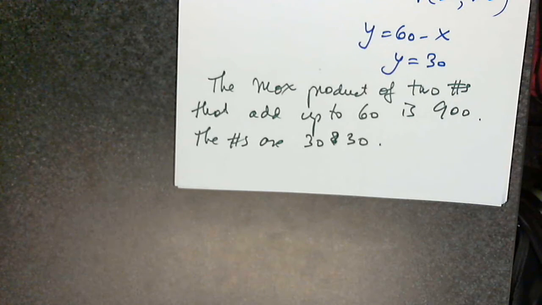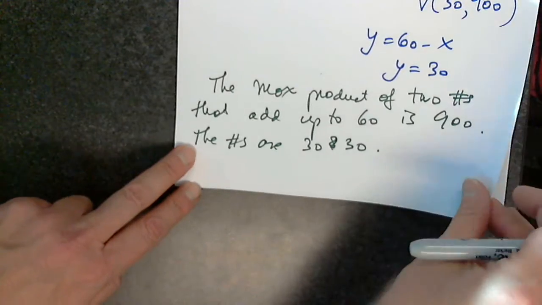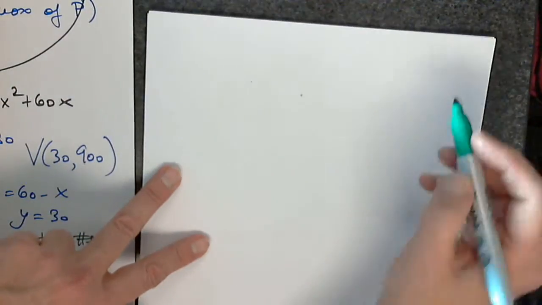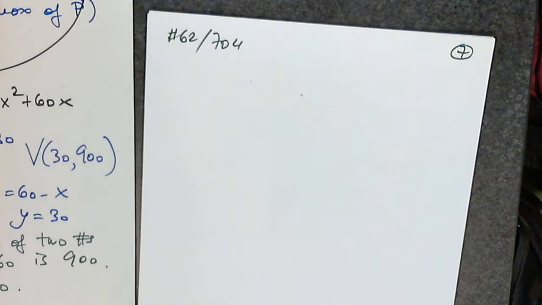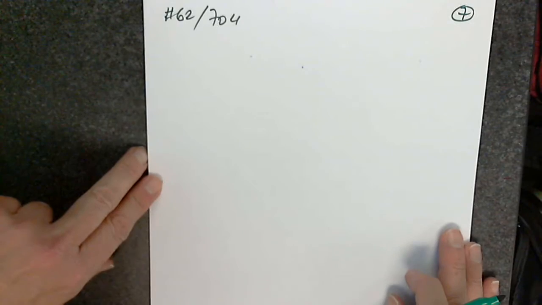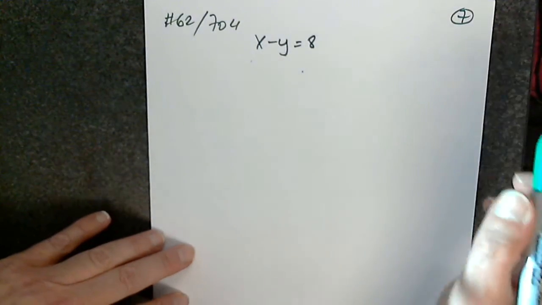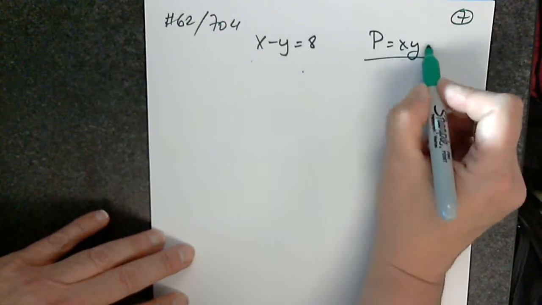Problem 62 on page 704. Find two numbers whose difference is 8 and whose product is as small as possible. Can anyone give us something that represents the difference of two numbers is 8? Very good. So then we're asked again to find their product.